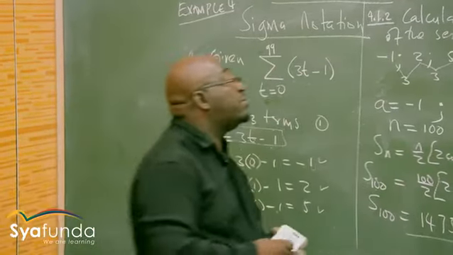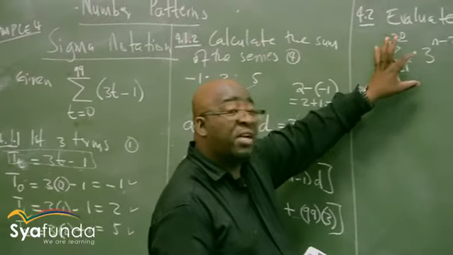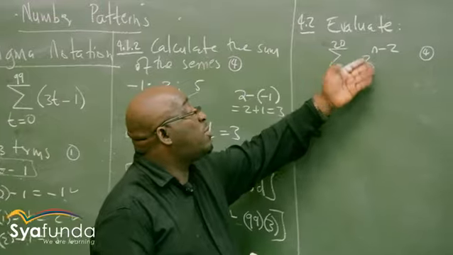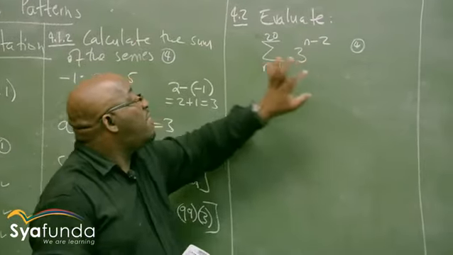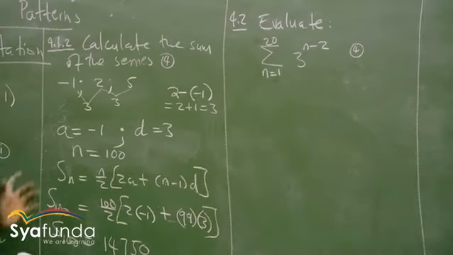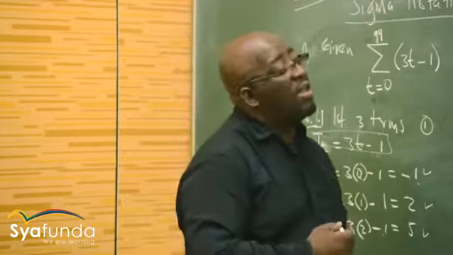Let's look at the next one. I've picked 2 because this one talks of a geometric. How do I know that it will be geometric? Because n is an exponent. If this n was down here, this was going to be an arithmetic sequence or arithmetic progression. Right, let's look at what we have here.